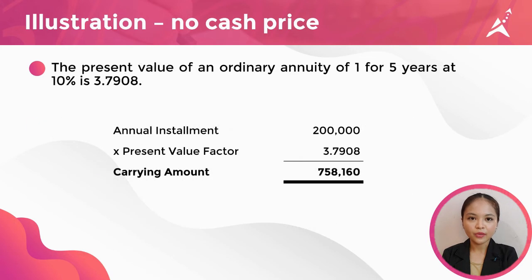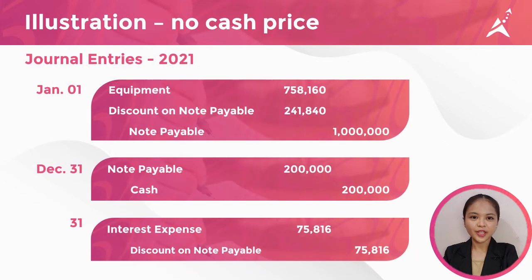The rate of 10% is assumed to be the prevailing market rate of interest. The present value of an ordinary annuity for 5 years at 10% is 3.7908. The present value of 200,000 pesos installments is computed by multiplying 200,000 pesos by the present value factor of 3.7908, equals 758,160 pesos. Let us now record the journal entries for 2021.